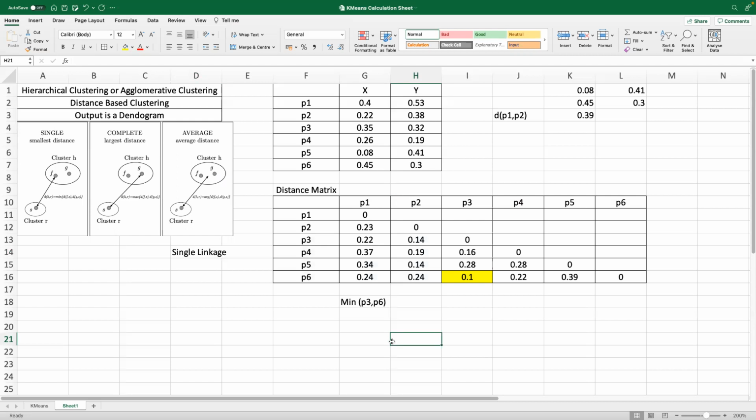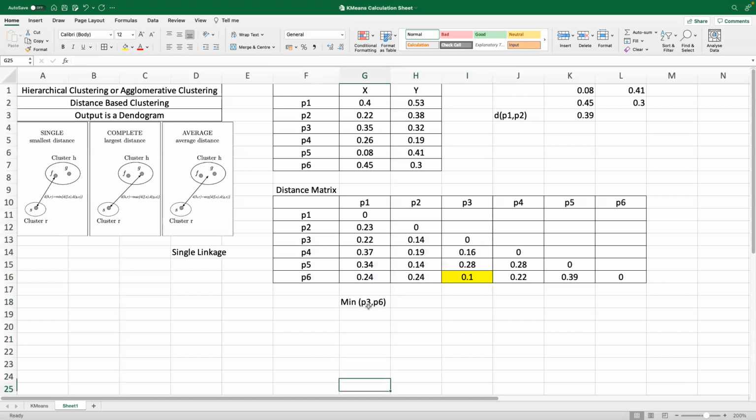Sir, what does this 0.1 mean? 0.1 is the distance between two cluster points. The smallest distance is between P3 and P6. This is your P6, this is your P3. And here we have to define the K. Here there is no K. Where is the K? This is hierarchical clustering. There is no K here. So P3, P6 will be combined as one cluster.